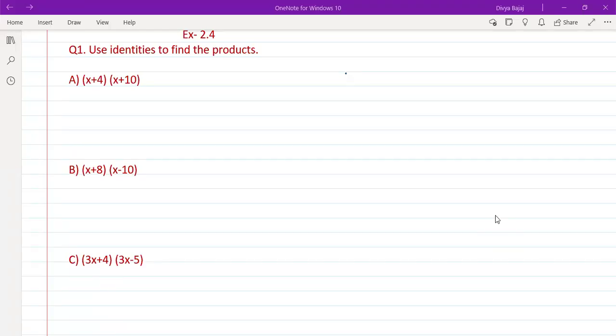Good morning, children. Today I am back with you all with the new exercise 2.4 of chapter Polynomials, which we have already started. So we are going to start with the very first question. Children, you can see there is a question written in front of you. We are being told that we have to use the identities to find the product of the given questions.